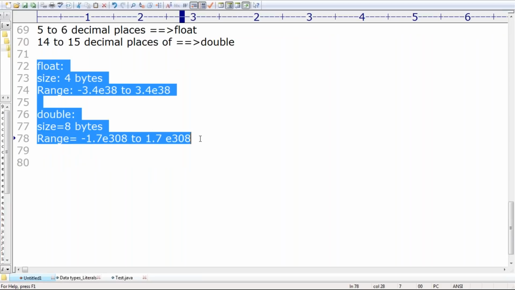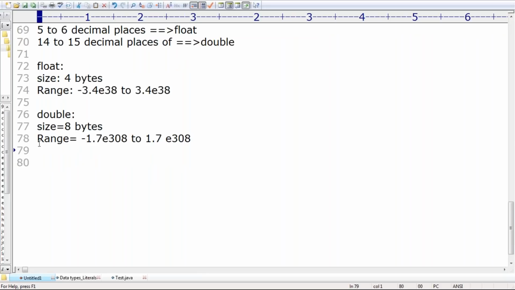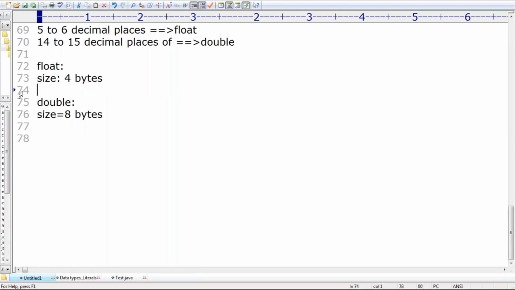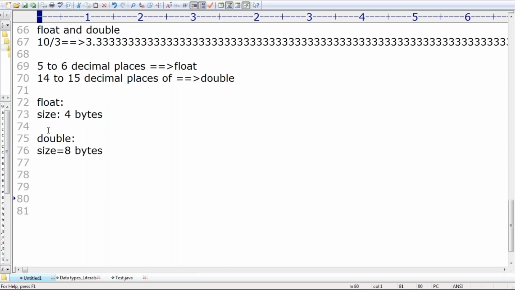Clear? Are you able to understand? What is the size, what is the range? But no one is going to ask about ranges, don't worry about that. Just be aware: float means 4 bytes, double means 8 bytes. That's all. How to provide values, all those things we will discuss in detail. First, let me cover the basic idea of data types.